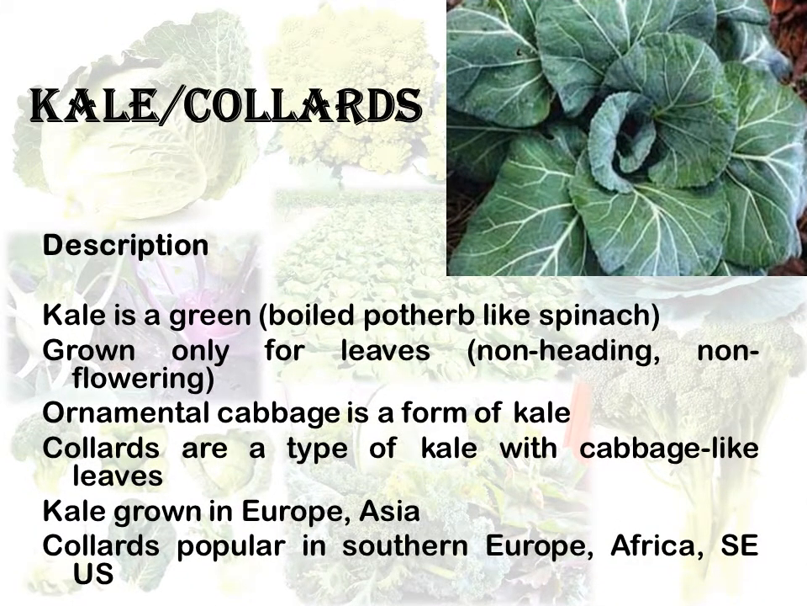Then you have kale. Kale is also a part of the cole crops. As I told you, we have different types of brassica. Kale is green and boiled as a potherb like spinach. You can use it as a green vegetable, grown only for leaves, non-heading. No heads are there. Ornamental cabbage is also in the form of kale. So I will show you.